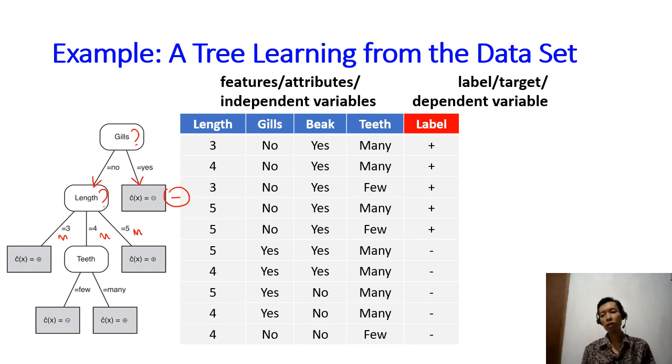So that's how a decision tree, which is one of the data mining models, can learn from the data set and find these patterns. Here it learns that based on the data set that we have, if a fish has gills, then the conclusion is that the fish is not a dolphin. Once again, this is based on the data set that we have. So the result of data mining really depends on the data that we have.